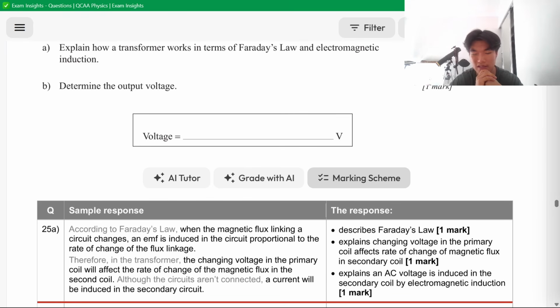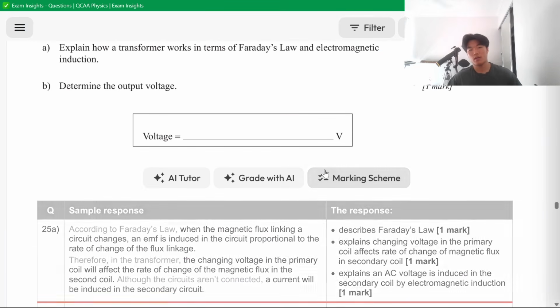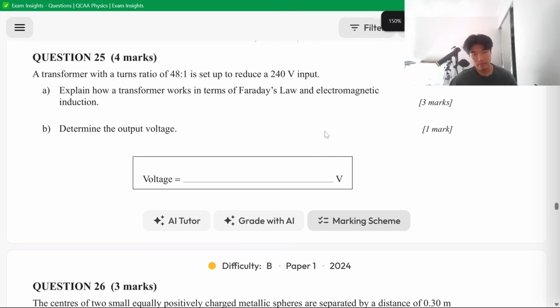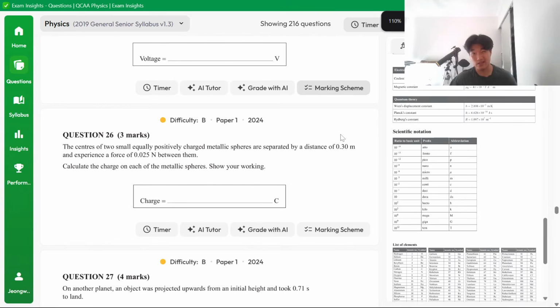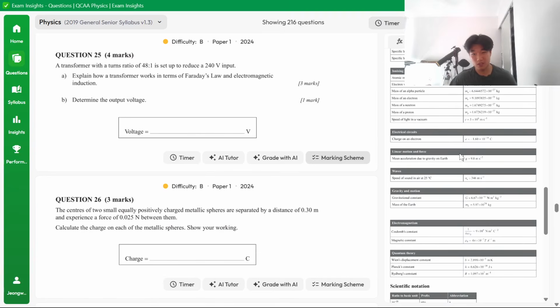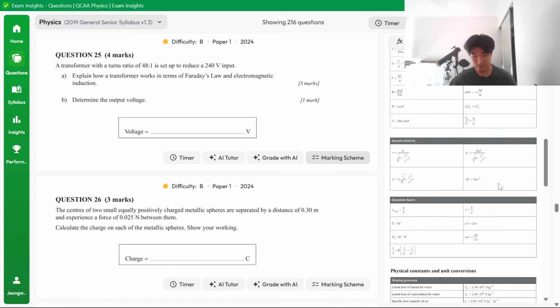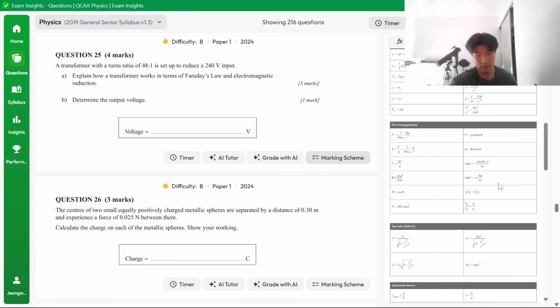I didn't really say that. I did say the current is induced in the secondary coil, but I wouldn't accept my answer. I'll be honest, I think I saw the answer. It was like 5. But regardless, it's a 1 mark question. Doesn't really matter too much.